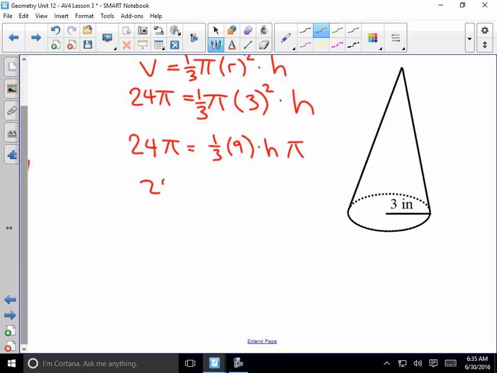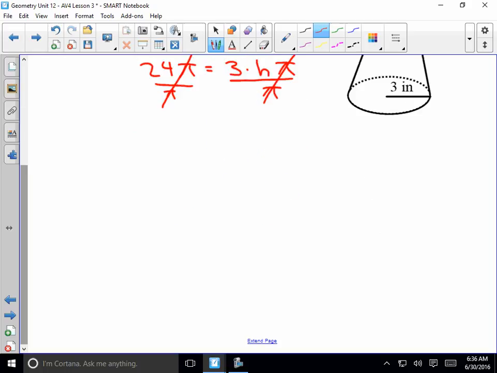So we have 24 pi equals 3 times h times pi. And now what we're doing here is we're going to go through and do some of our simplifying work. Since both sides are multiplication, we can divide pi from both sides. That's always, if possible, one of the first steps you do: get rid of that variable that we don't work with or use numerically in most cases.